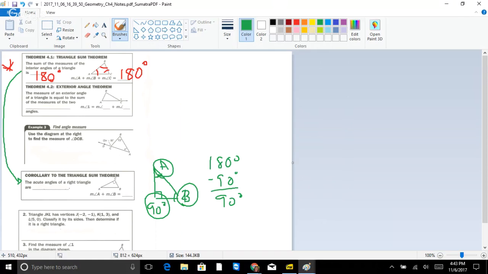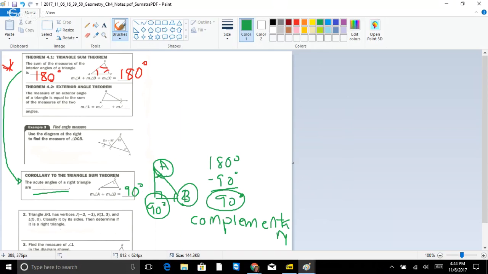And since we spent a lot of time in geometry learning all kinds of fancy words, we know that if you add up A and B together and they equal 90 degrees, we have a special name for that, and that is that A and B are complementary. Complementary. Oh, I'm running off the page. Complementary. So that's your fill in here. The acute angles of a right triangle are complementary. So the measure of angle A plus the measure of angle B equals 90 degrees.